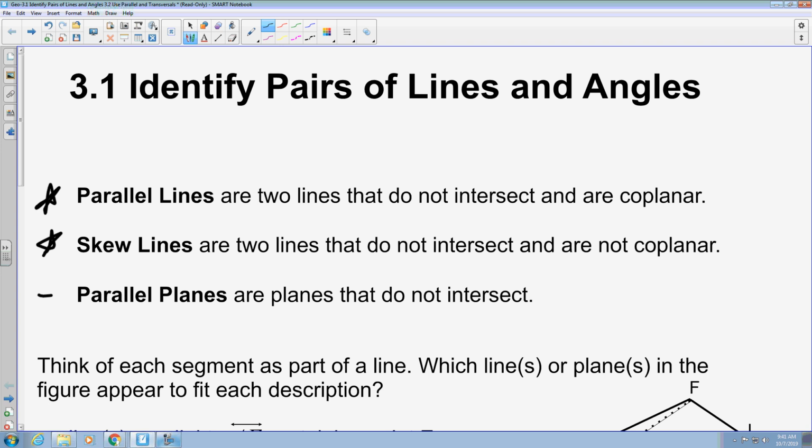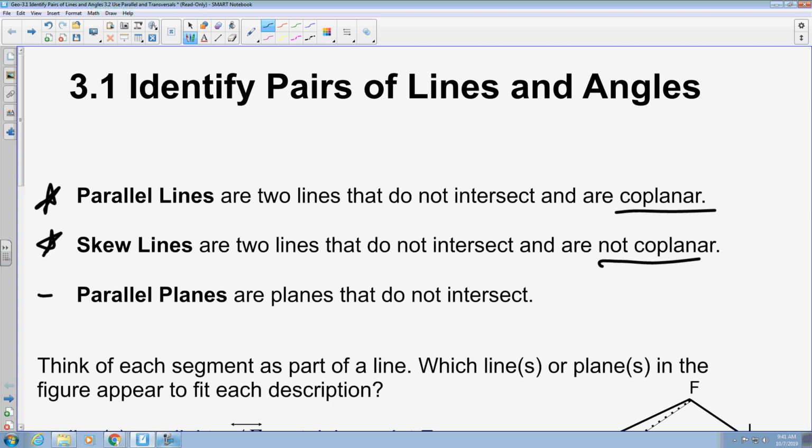So we should be pretty familiar with parallel lines. Parallel lines were two lines that do not intersect, but one of the things that we usually don't mention is that those two lines that don't intersect must be coplanar for them to be parallel. With skew lines, those two lines do not intersect either, but they're not coplanar, so they're not on the same plane. So that's something that we have to keep in mind when we're looking for those two things.